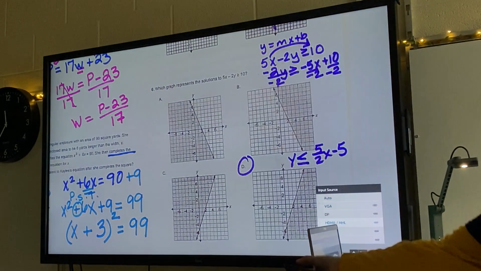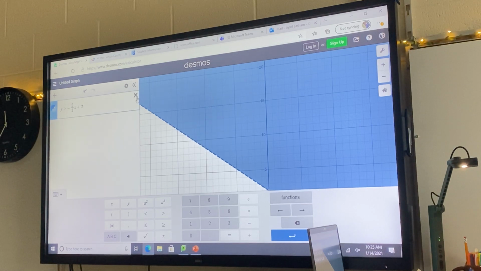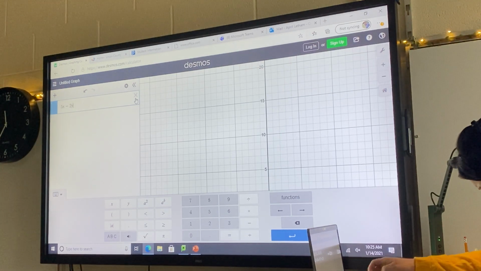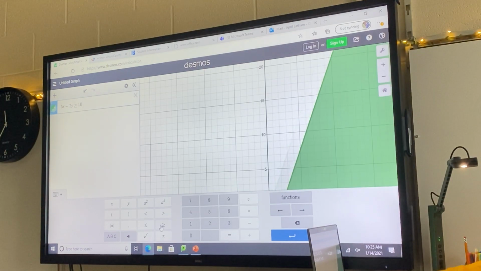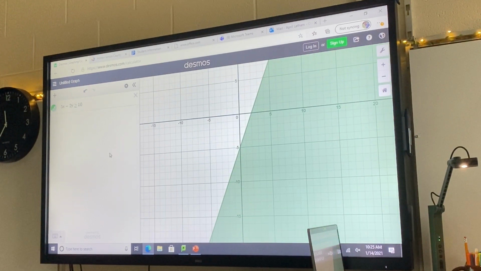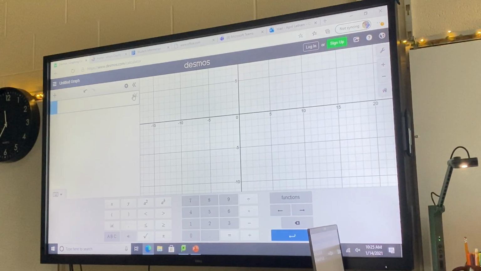So I'm going to go to Desmos, and we will type in 5x minus 2y is greater than or equal to 10. And boom shakalaka, we can close that and get a better look. Whoop, there it is. All right. Okay. Flip her on over.